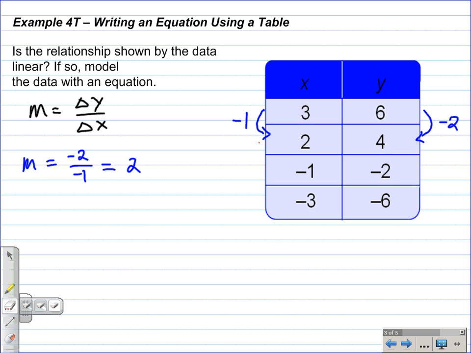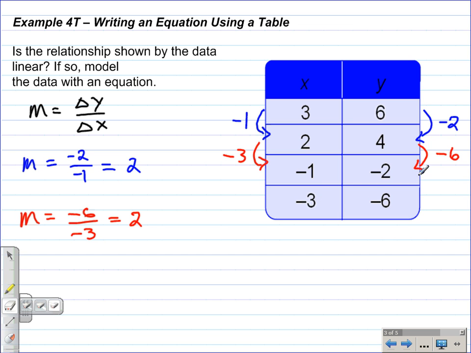Now between the second pair of data, 4 to negative 2, the change in the y direction is a decrease of 6, and 2 to negative 1 is a decrease of 3. So the change in the y's over the change in the x's in this case, or the slope, is negative 6 over negative 3, which also simplifies to 2. So far, this data is going to be linear because the slopes are the same.